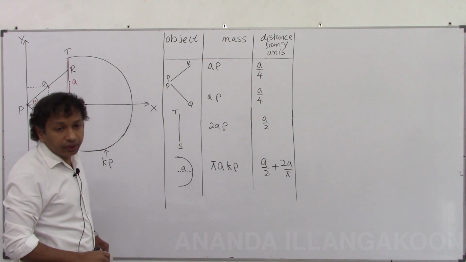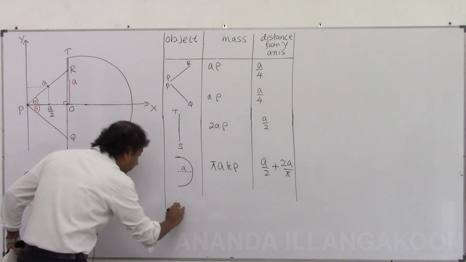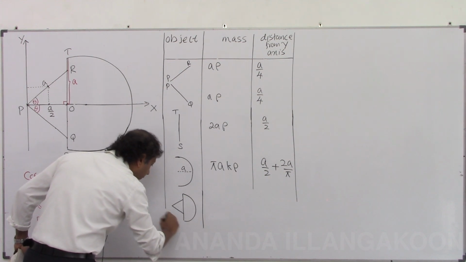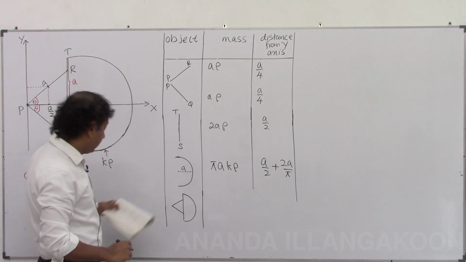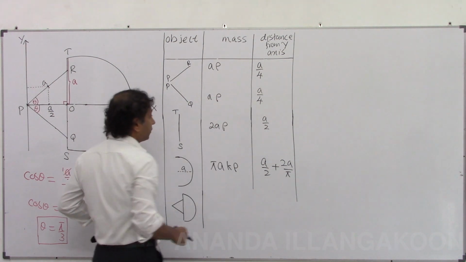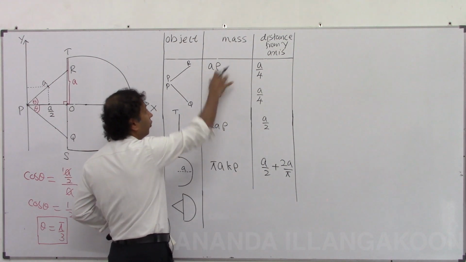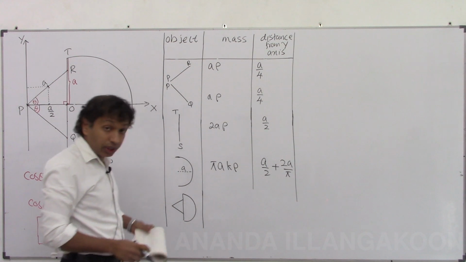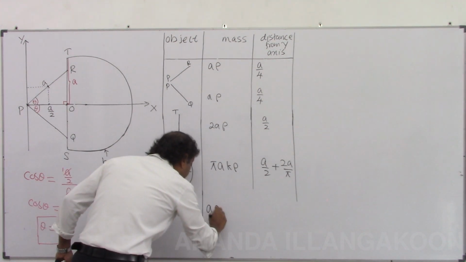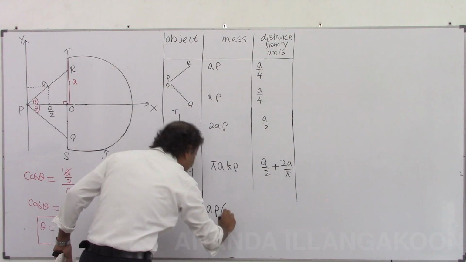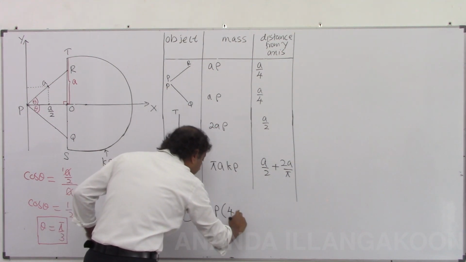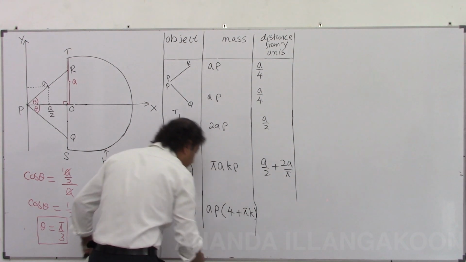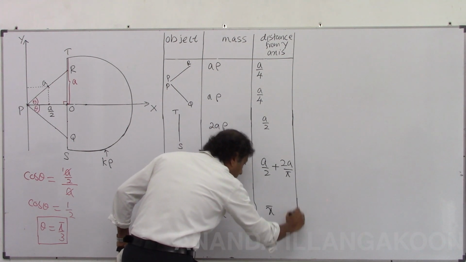Then finally the composite object: its mass is going to be the sum of all these masses. Here we get a rho, a rho, a rho, 4a rho plus pi a k rho. Then we might take a rho out. Here we get 4 plus pi times k. Its center of gravity, which we don't know, is taken as x bar.